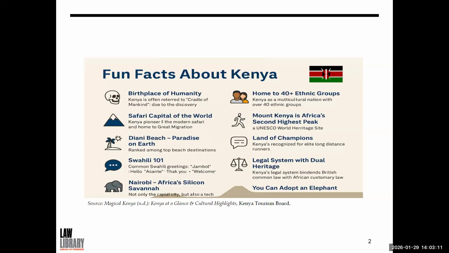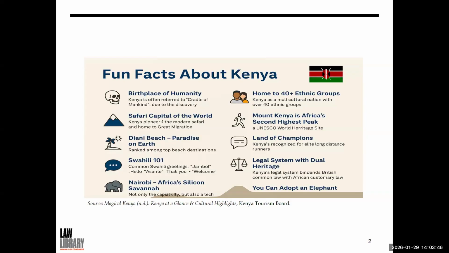Land of champions: Kenya is recognized for elite long-distance runners. World record holders come from this country, from the highlands of the Rift Valley. Swahili is also an official language, and here are common Swahili greetings when you land in this beautiful country. People will tell you jambo, which means hi. Asante means thank you. And when someone says welcome, you reply karibu.